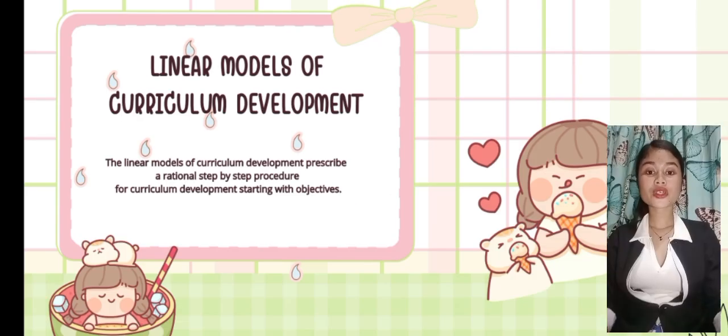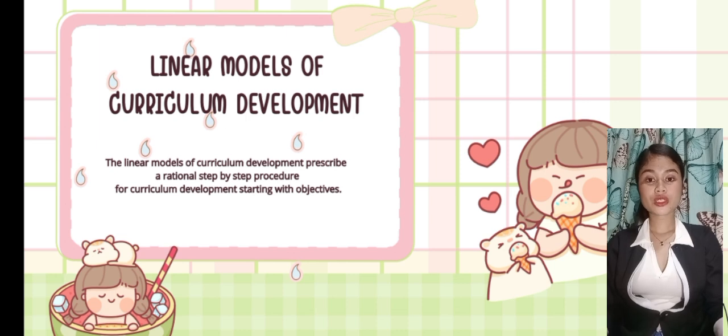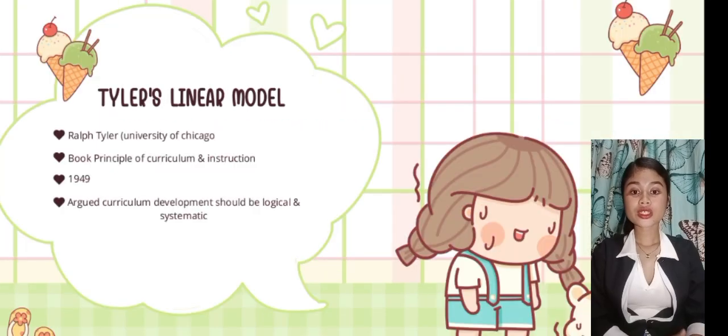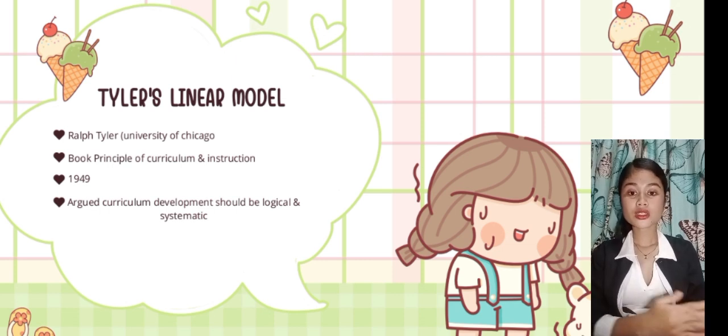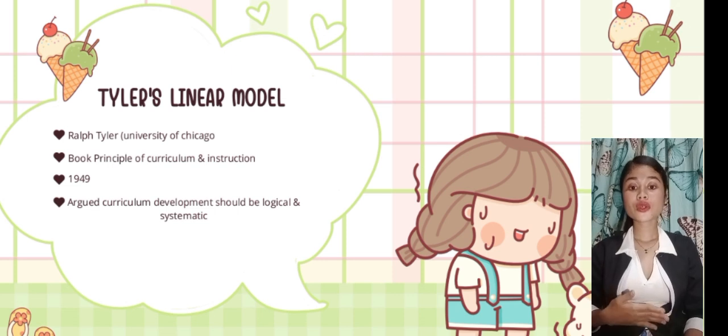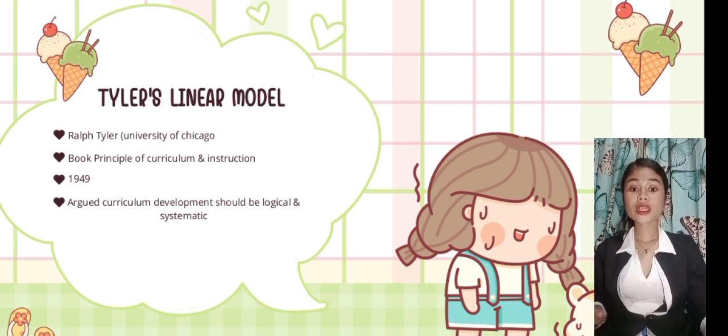Linear models of curriculum development prescribe a rational, step-by-step procedure, with curriculum development starting with objectives. Tyler's rational linear model prescribes a step-by-step procedure starting with objectives to provide clarity and focus to achieve clear learning outcomes. The Tyler model is one of the earlier models in curriculum development.